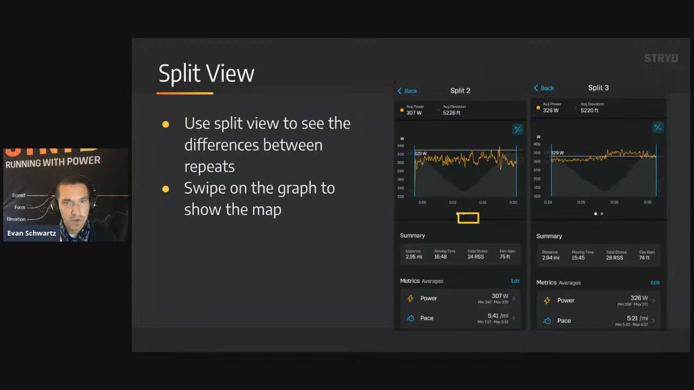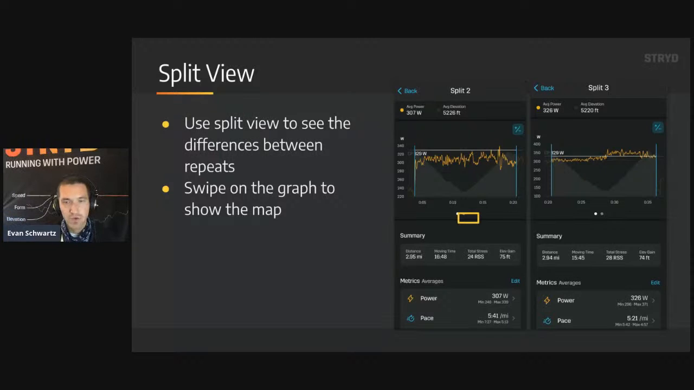You can also use the split view to see the differences between repeats. You can swipe on the graph to show the map of where that specific split was. This is a workout that I actually did yesterday. It was two roughly 3 mile loops. We can see the distance is 2.95 miles and 2.94 miles. The idea was to run consistently for about 30 minutes, but on each of these two loops I was going to get faster on the second one. So we can see specifically here for the first loop, it's a downhill followed by an uphill.